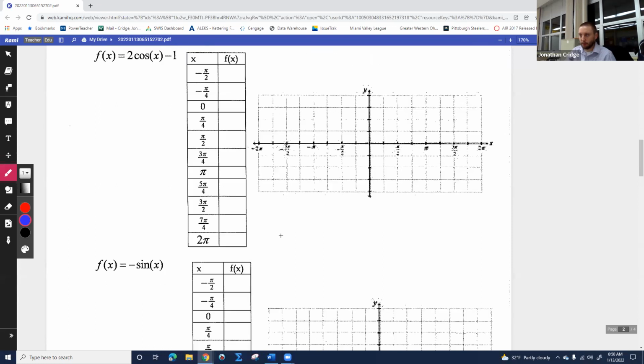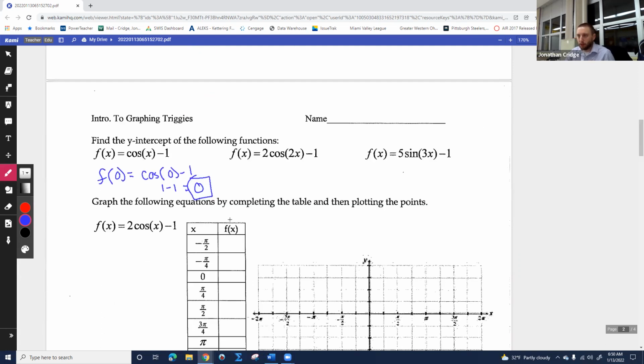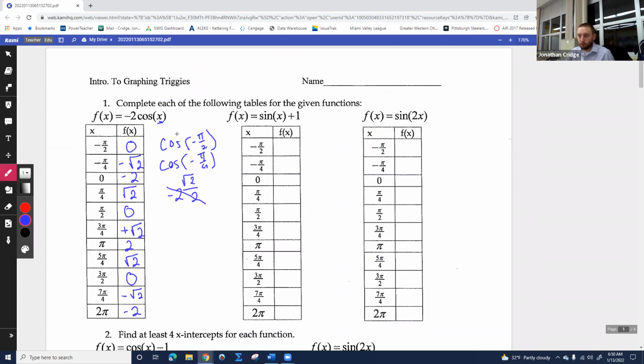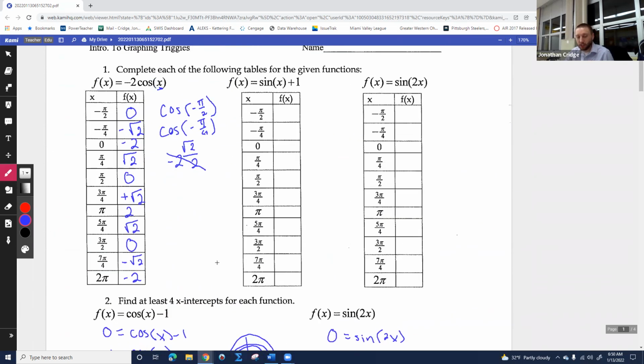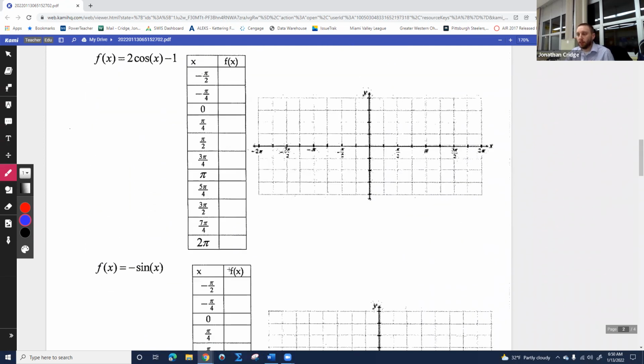All right, and then last thing on this page, I guess. So you're going to fill out your tables just like we did up above. You might be able to use all the same strategies that we used up here, right? So you're going to plug in these values, and then I just want you to plot these points. So let's go ahead and plot a couple of these together.